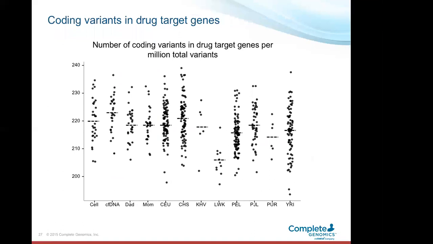Another analysis we performed was to look at the variants in drug target genes. This plot shows the number of coding variants in drug target genes, normalized per million total variants found in each of the genomes. We looked at these numbers from amniotic samples, the parental genomes, and a number of different ethnic groups from the 1000 Genomes Project. The information gained from here could potentially be useful for drug prescription or medication for these individuals.